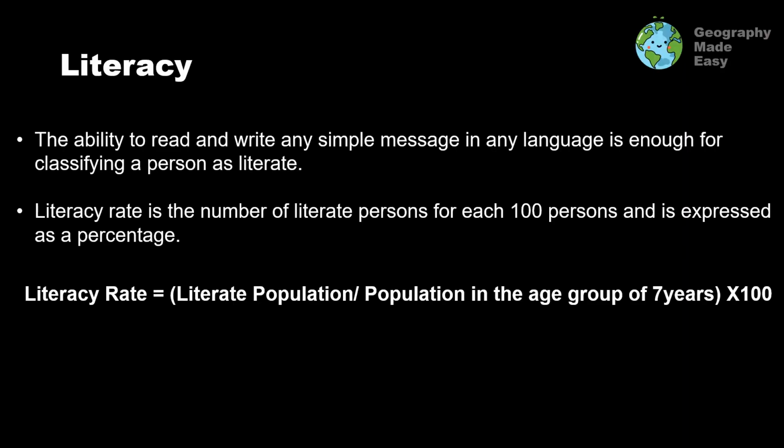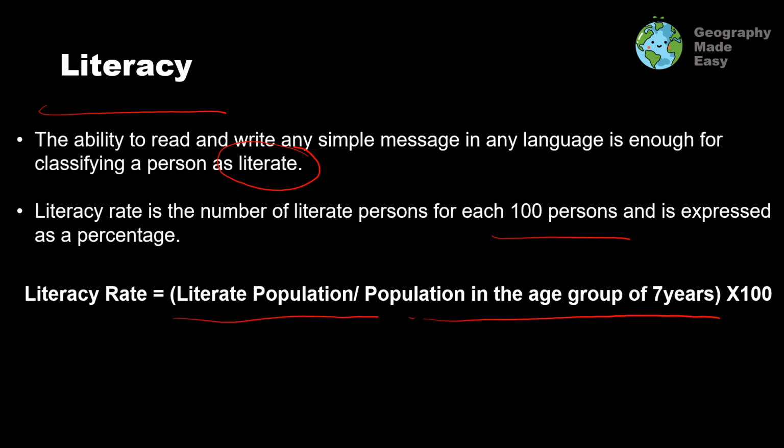Next, we will be looking into the demographic attribute of literacy. The ability to read and write any simple message in any language classifies a person as literate. Literacy rate is calculated as the number of literate persons per 100 persons. So literacy rate is the literate population divided by the population of the age group above 7 years. Below 7 years is considered illiterate. Children are just learning even if they are going to school, so they are not yet literate. From 7 years and above, you are considered literate, multiplied by 100, because we are taking into consideration 100 persons.